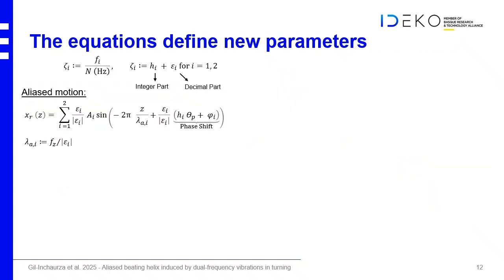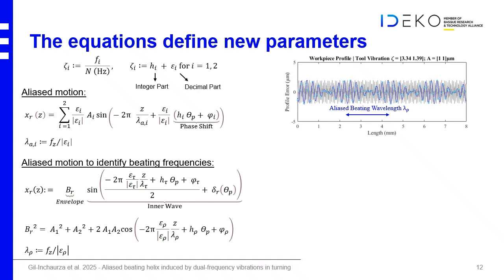So in this paper, we could define the equations to get the adimensional parameters that are important to analyze this problem. We define the aliased motion as a sum of two sine wave components, and then we wrote those equations to clearly identify what is coming from the envelope of the beating and what is the inner wave modulation that we get inside of this beating.